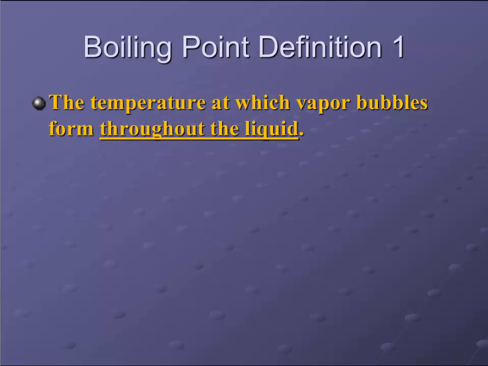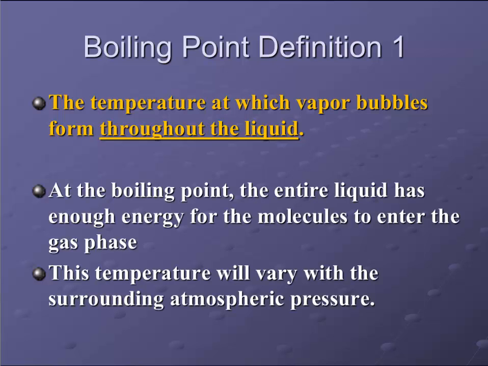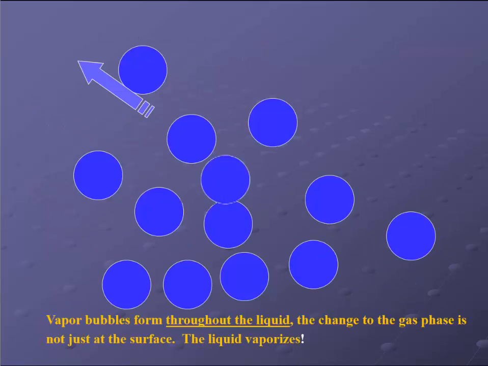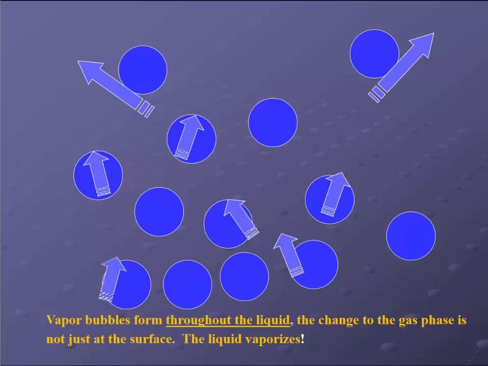So the first definition we have for boiling point is the temperature at which vapor bubbles form throughout the liquid. At the boiling point, the entire liquid has enough energy for the molecules to enter the gas phase. This temperature will vary with the surrounding atmospheric pressure. So, at this point, vapor bubbles are forming throughout the liquid. The change to the gas phase is not just at the surface. The liquid vaporizes.